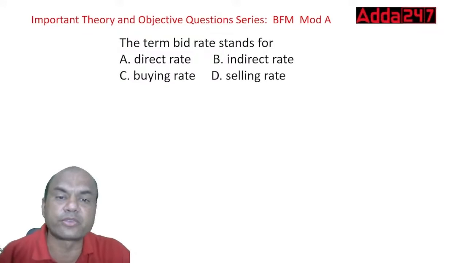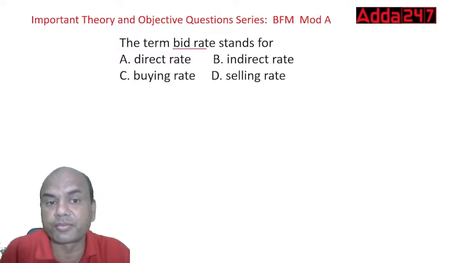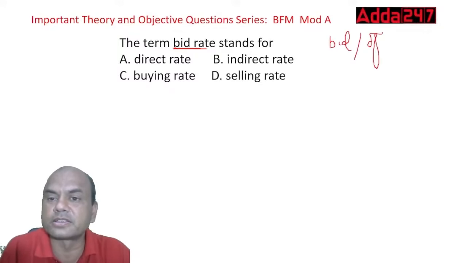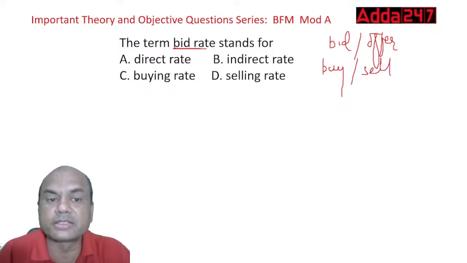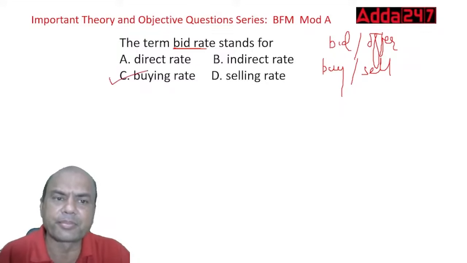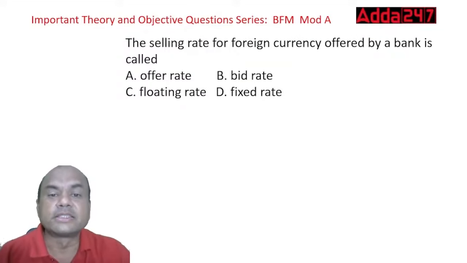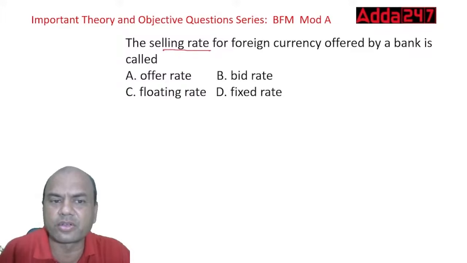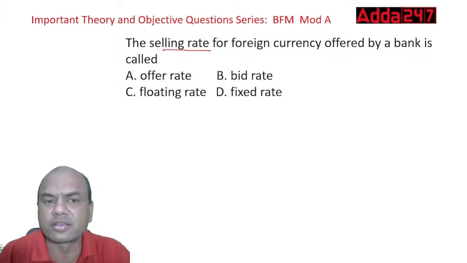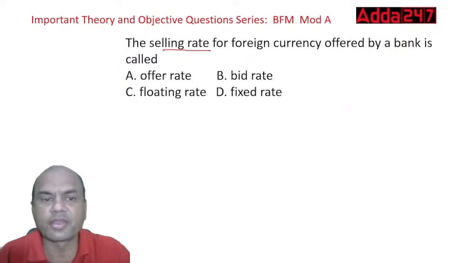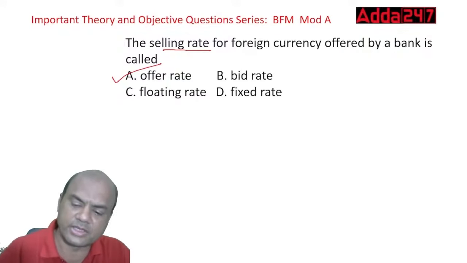The term bid rate stands for bid. Bid means what? Bid offer, it's like this, bid offer. So you call it buy and sell. So bid stands for buying rate. The selling rate of a foreign currency offered by a bank is called as, just now we did it, the sell rate. Sell rate is known as what? Yes, give me in the comment section. Just now we saw it. Sell is what? Correct? Type fast, offer, isn't it?